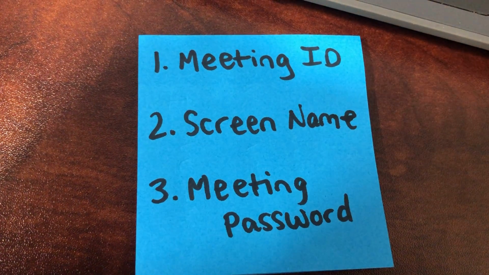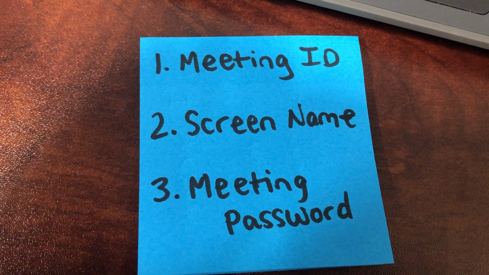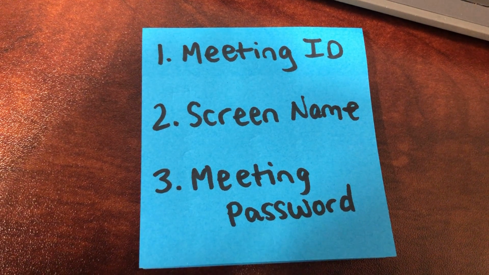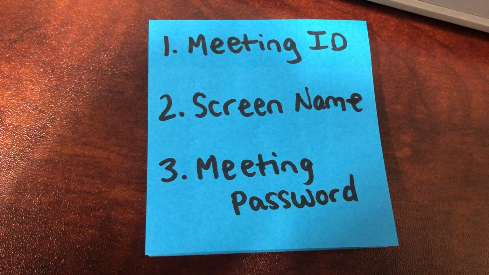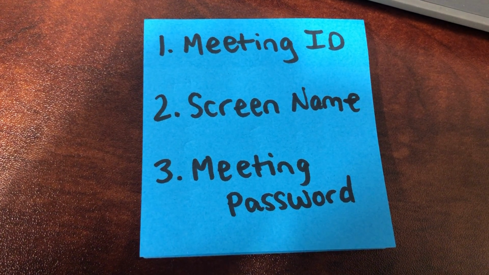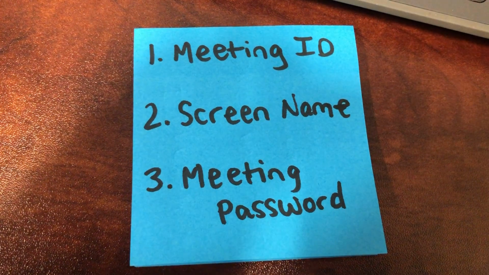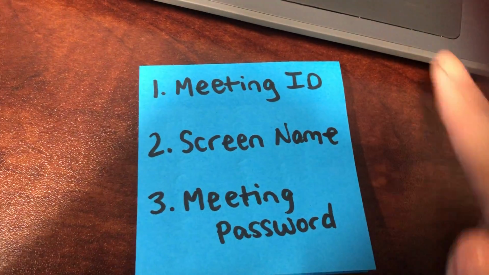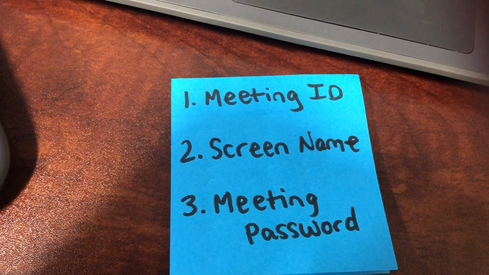You'll need your meeting ID number from your teacher. You'll need to know what your screen name should look like. Again, for most of us, it'll be first and last name, and potentially another name or letter for your group. And then number 3, you'll need that meeting password from your classroom teacher that goes with this meeting ID. So you'll need those 3 things to get started.